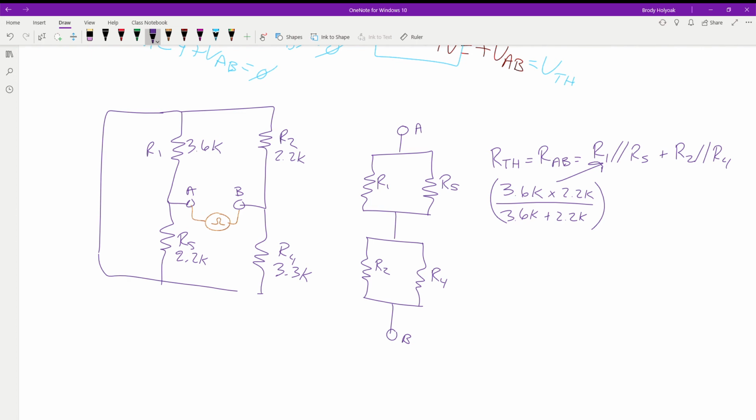We have 2.2K times 3.3K over the 2.2K plus 3.3K. That gives us that equivalent. Yep. And then we're going to add those guys together. 2.685.